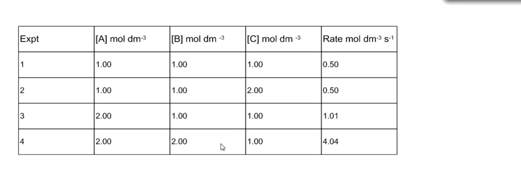This is often the way that data is presented to you in the exam. What we're going to do is have a look at how the concentration of A has affected the overall rate of reaction. Looking first at the concentration of A, in experiment 1, everything has a concentration of 1 and we've got a rate of 0.5. What I've got to look for now is where A changes.